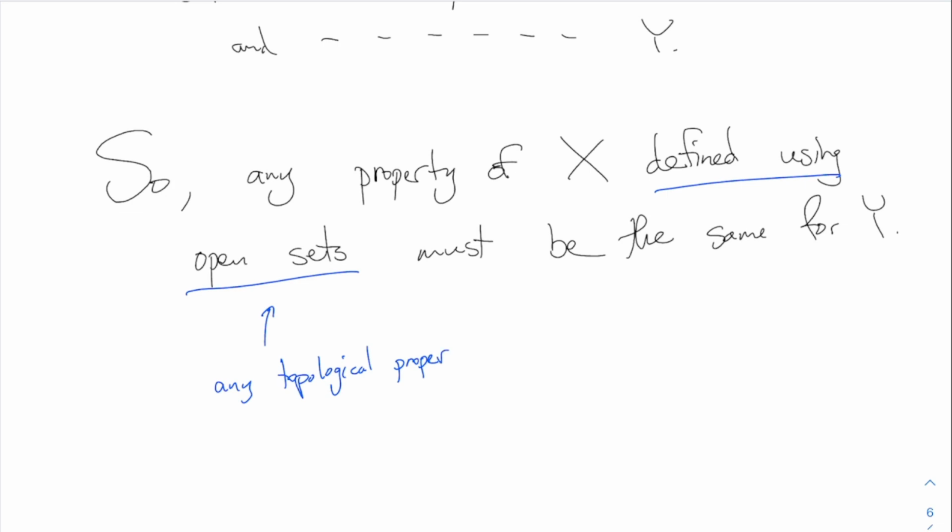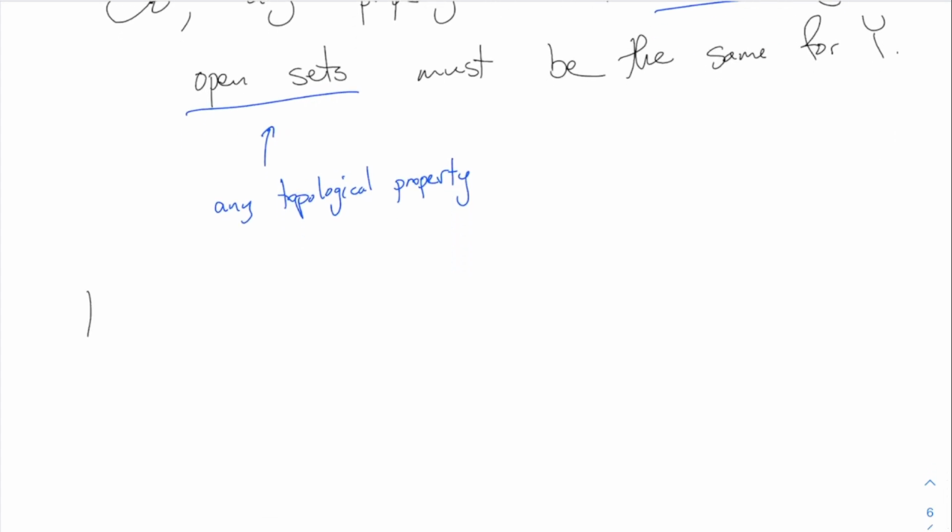If it is defined in terms of open sets, then it will be the same when two spaces are homeomorphic. If it's defined some other way, then a homeomorphism might not preserve that property. But homeomorphisms preserve any topological property. So very specifically, one thing I could write is a corollary. Actually, this is written as a theorem in the book, and they write a specific proof. But in my opinion, you don't really need to write a specific proof about this.